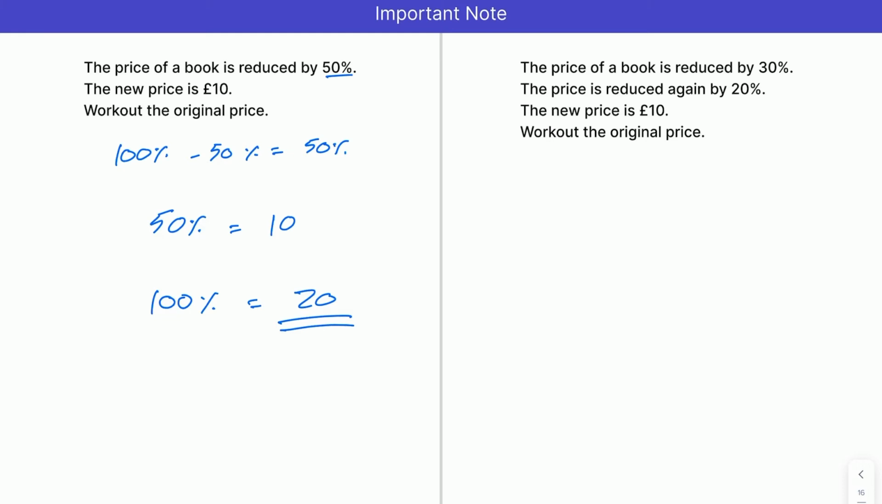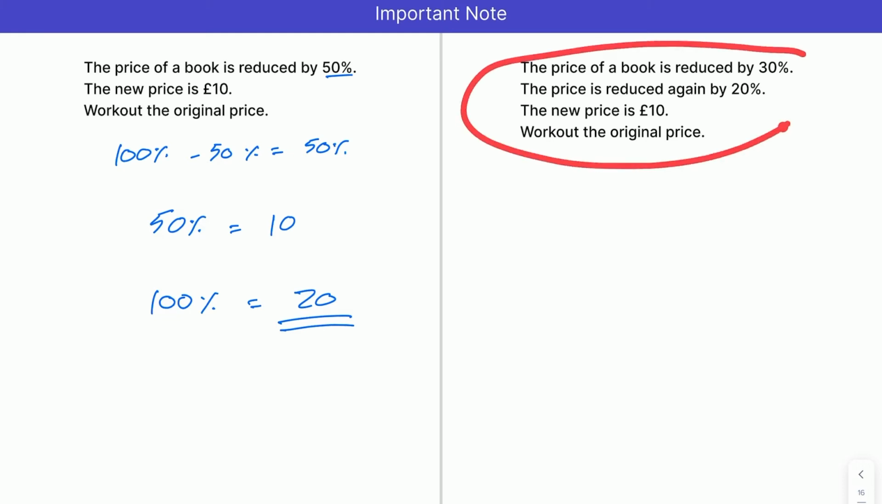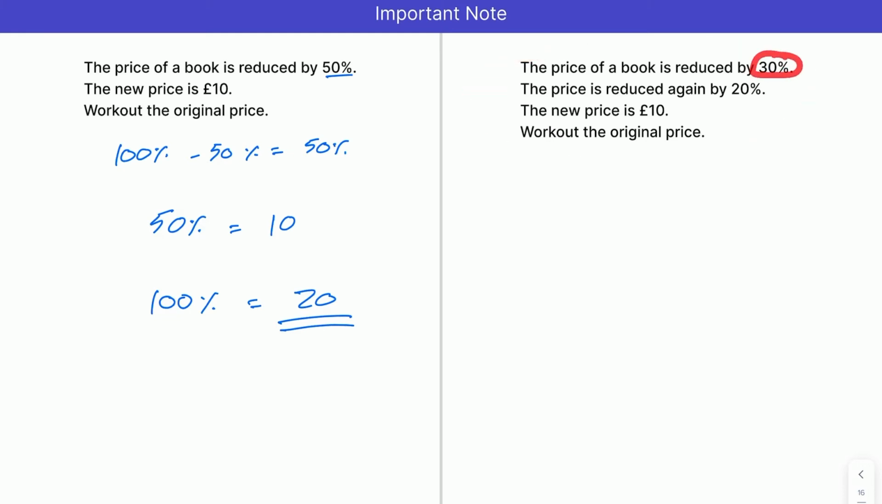Now that is not the same as doing what we're doing on the right here. Reducing the price of a book by 20 and 30% is not the same as reducing it by 50%, okay? Because what's happened here on the left is, if I draw this out, you have the original price, and we reduce it by 50%, and we end up with the final price, which we've been told in the question is £10, okay?